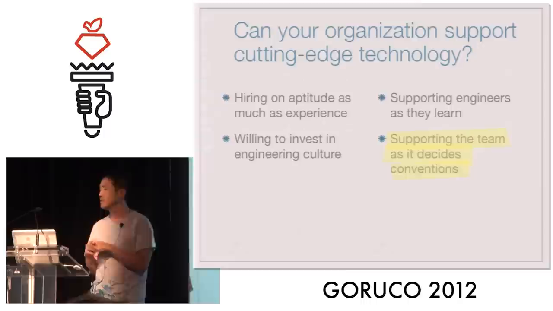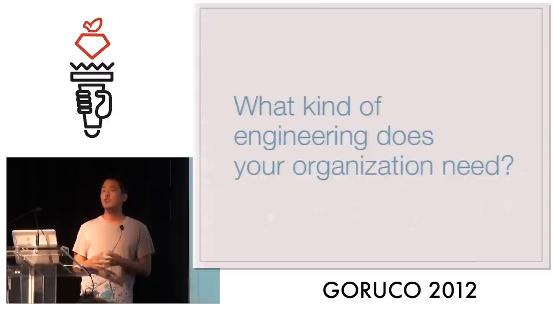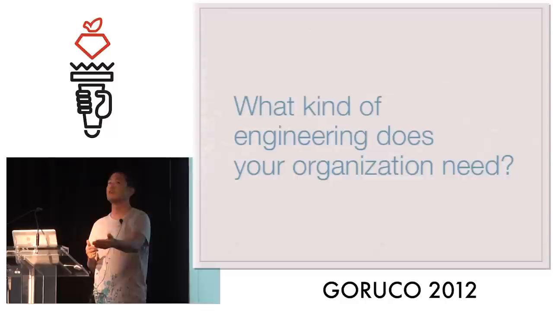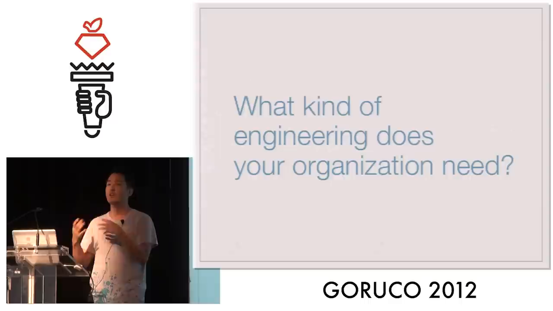We'll see. But really, you need to think, what kind of engineering does your organization need? It's not fatal to decide you're a very cutting-edge technology team, and you will live and die by that. It's also just fine to step back and say we can't do this right now, and we're just going to do it a little more slowly, and then we'll take the pros and cons of that. It's bad to think you're one and actually be the other.